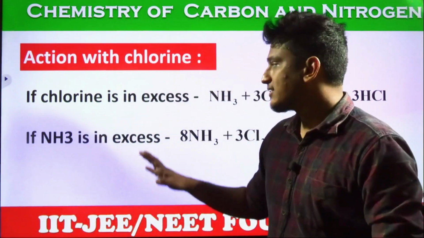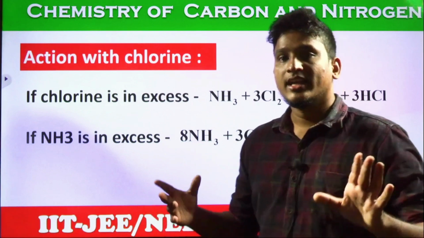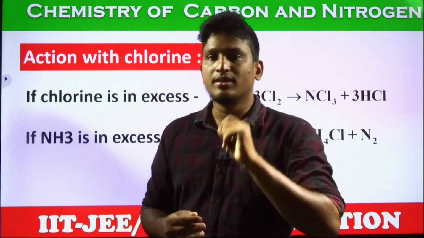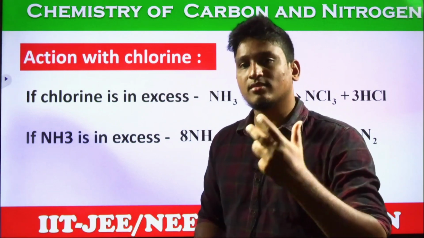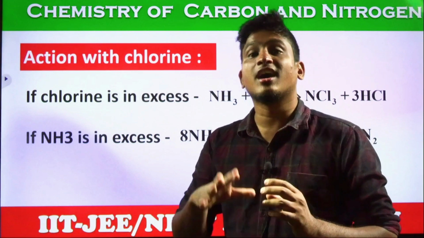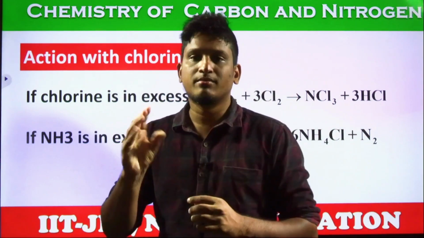But in case ammonia is in excess amount, the products will also change. For example, carbon burning in the presence of excess oxygen, what does it form? Carbon dioxide. If there is insufficient oxygen, carbon monoxide, even carbon black. Same here.